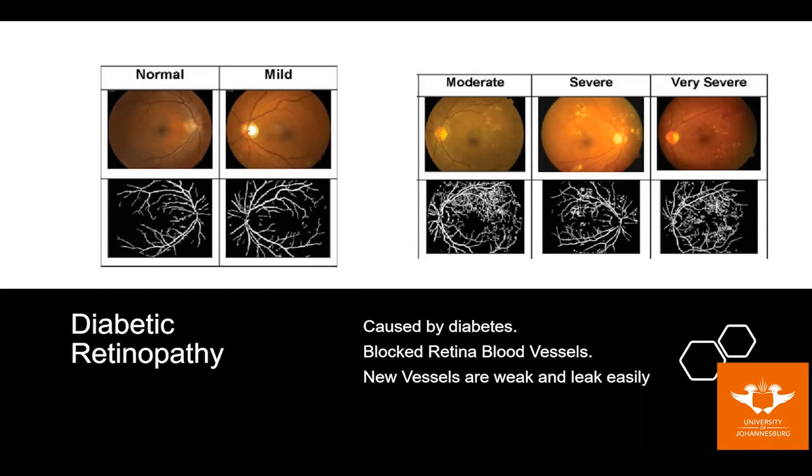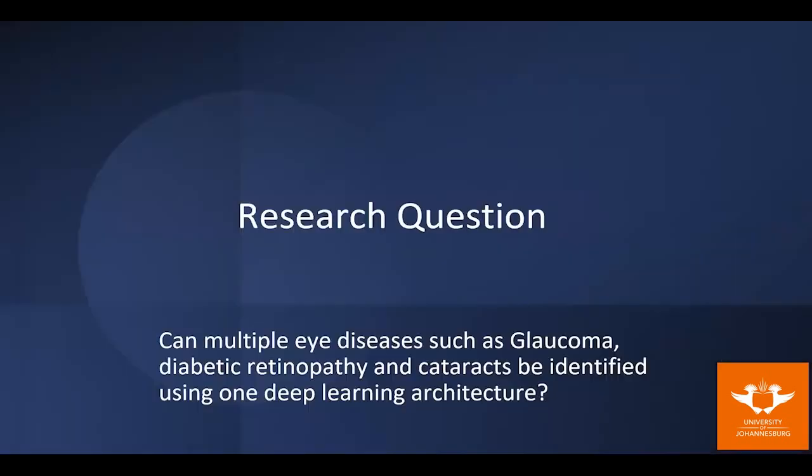All three of these diseases can lead to blindness if untreated. Fortunately, further damage progression can be prevented if these diseases are detected and treatment is sought after. This forms the basis of our research question. Can multiple eye diseases, such as glaucoma, diabetic retinopathy, and cataract, be identified using one deep learning architecture?